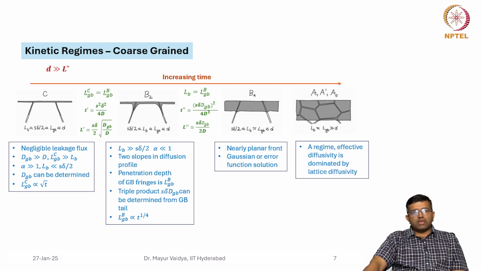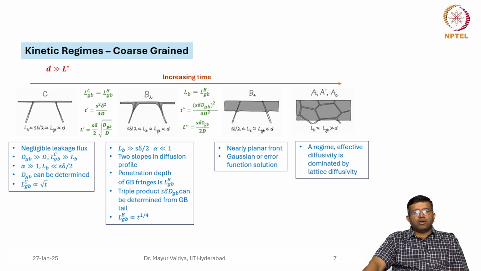This also implies alpha is greater than 1, which we have already seen, and the LB, that is the bulk diffusion length, is less than S delta by 2. That means LB is very small, so you can neglect it. And in this regime, you can directly determine the DGB.